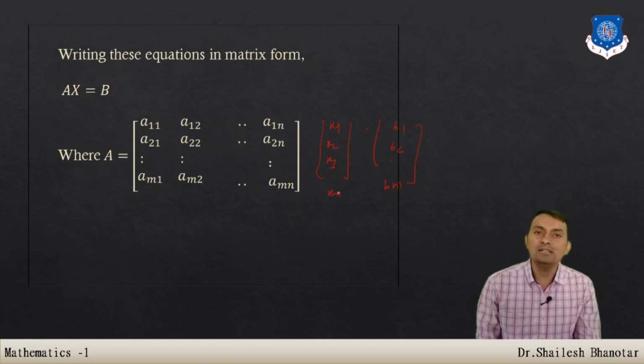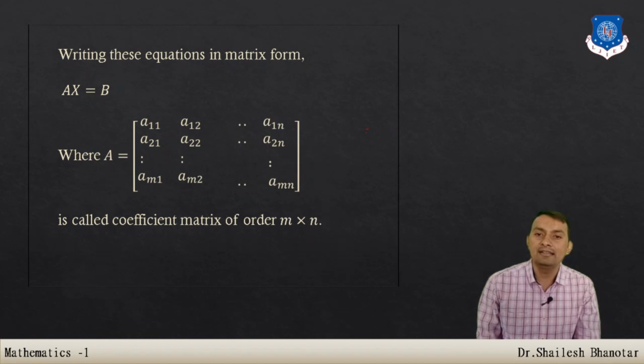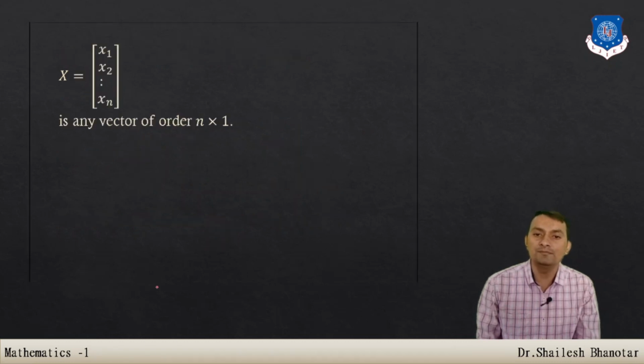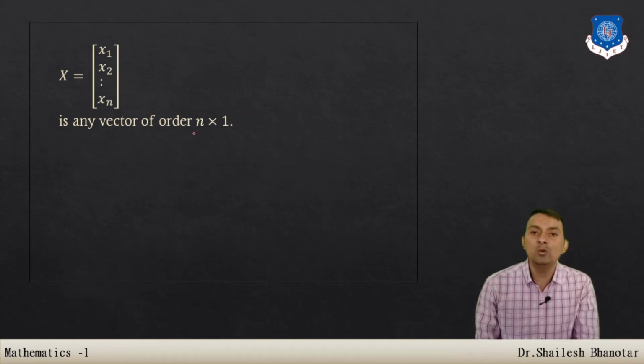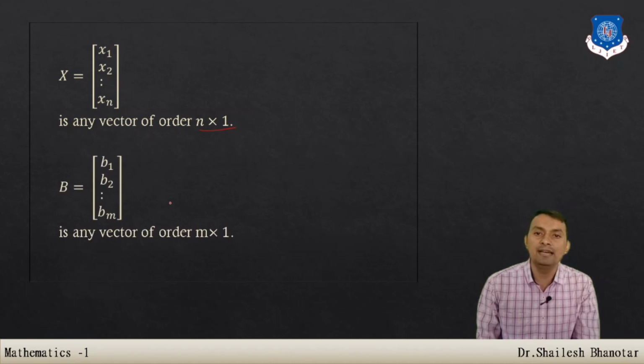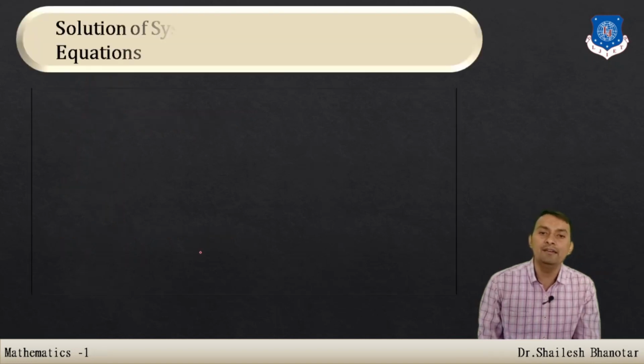From this, what I am going to consider is this is A, this is X and this is B. Therefore we can say that this is a matrix A, this is a matrix B and this is a matrix X. Matrix A is called the coefficient matrix of order m by n because there are m rows and n columns. X is nothing but the unknown vector of order n by 1 because n rows are there and 1 column is there. And B is nothing but b1, b2, up to bm as a column, so it has the order m by 1.